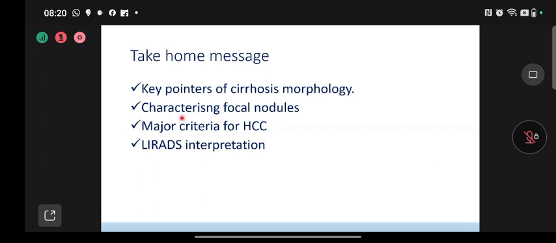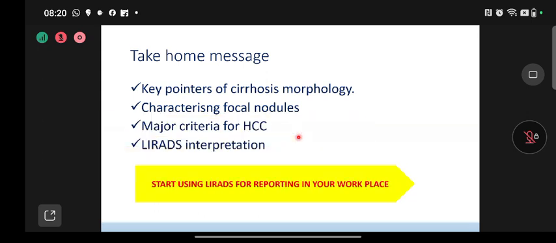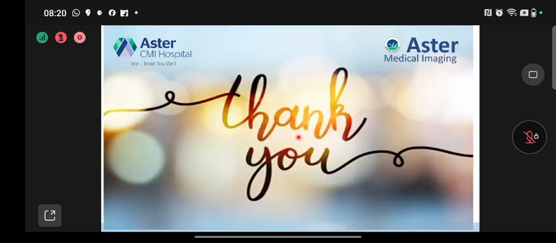So today, in short, we looked into the key pointers to identify cirrhosis. Then we looked into the focal nodules in the liver, beginning with the regenerative nodule, low-grade dysplastic nodule, high-grade dysplastic nodule, and then HCC, early HCC and late HCC. Then we saw the 5 major criteria, and some interactive cases on LI-RADS interpretation. So please start using them in all your workplaces. With this, thank you all for patient listening.